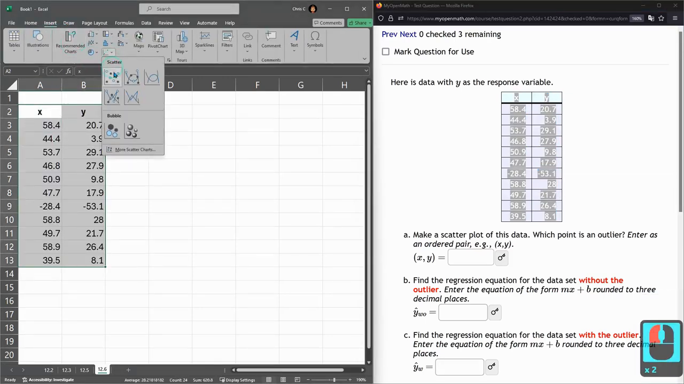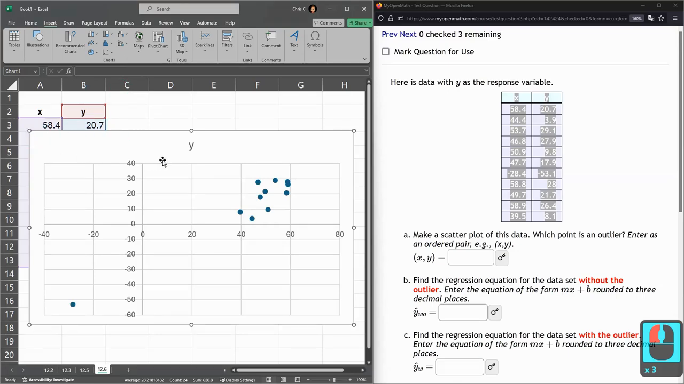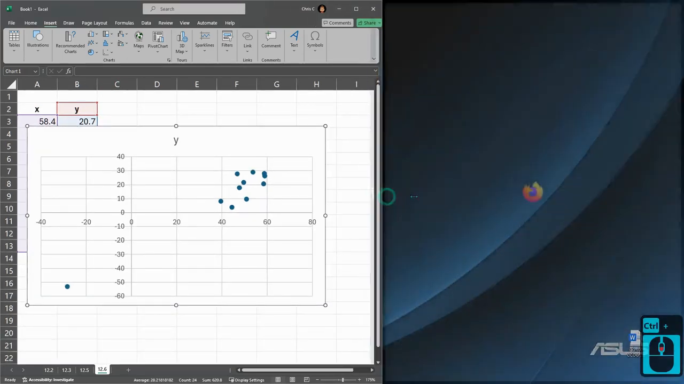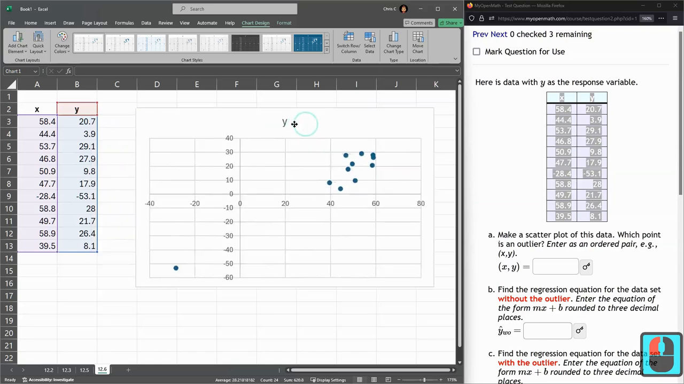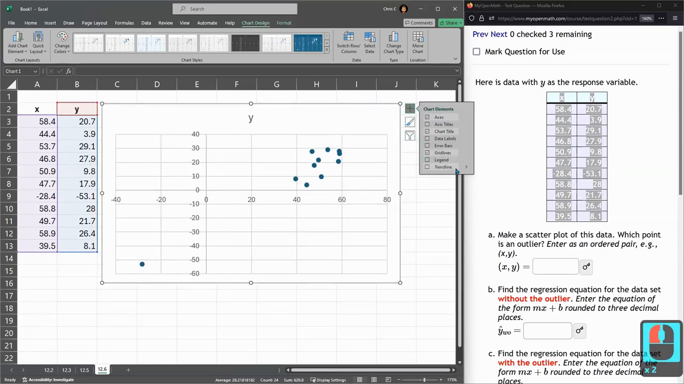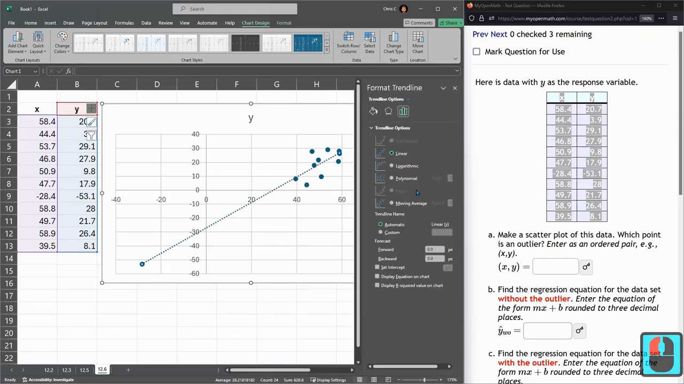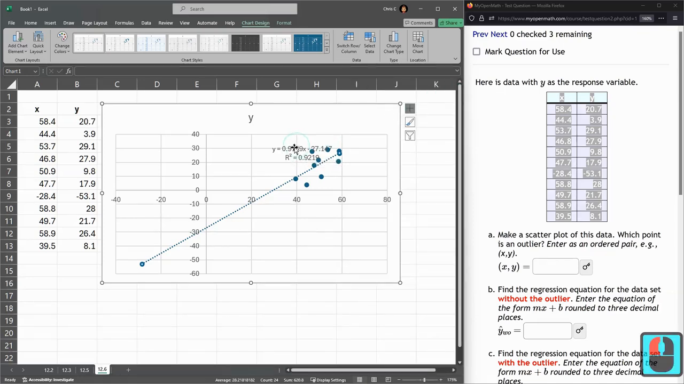Chart, scatter. And add trend line, hit the arrow, more options, display equation and R squared value. Close that.